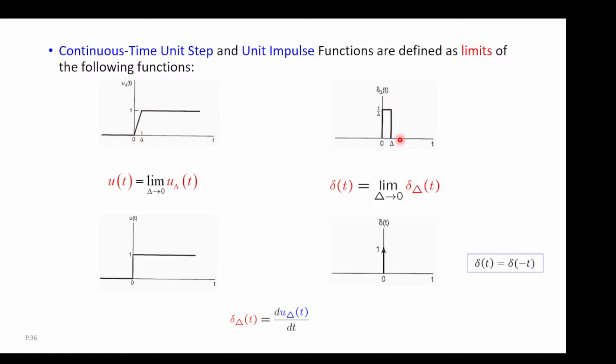Similarly, we can define a triangle version of the impulse, the delta sub triangle function. It's a rectangular function, 0 everywhere, and from 0 to triangle it has height 1 over triangle. What's important here is the area. This rectangle has height 1 over triangle and width triangle, so we want the area equal to 1. This is the most important part.